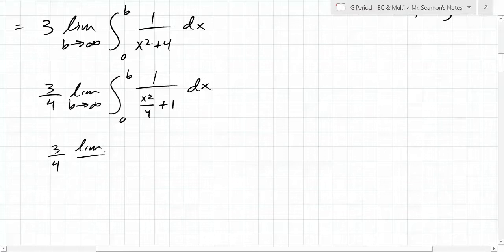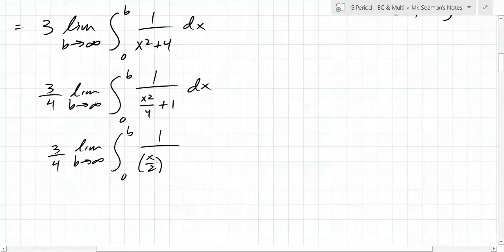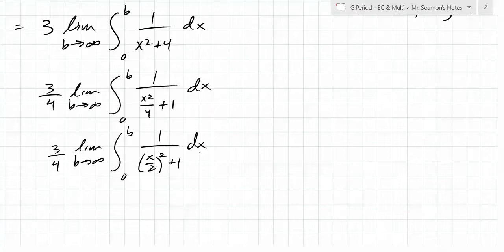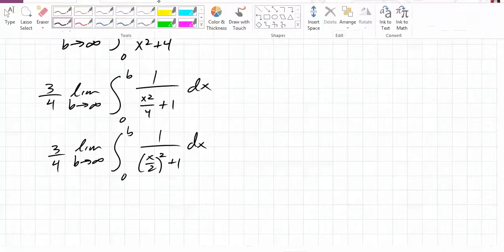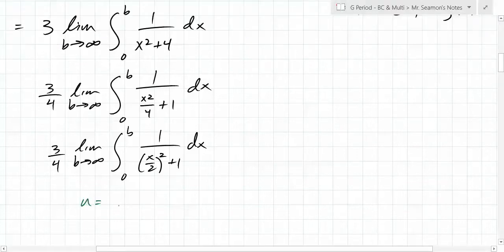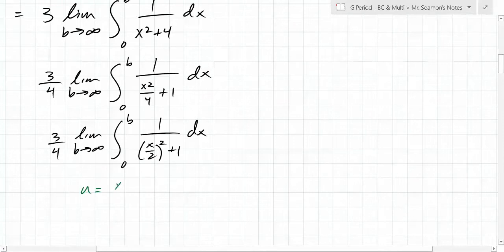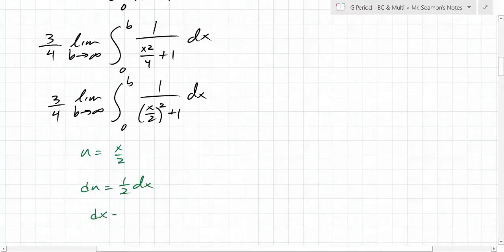Wait, 4? What'd you say? Not quite. We're not going to flip it yet. x over 2, squared. Who said that? Up front there, nice. Is that the same thing? It is. Now what can we use to keep track of all of our coefficients? Now you can use U substitution. So what do we want U to be? X over 2. So if that's true, what does du equal? 1/2 dx. So what does dx equal?